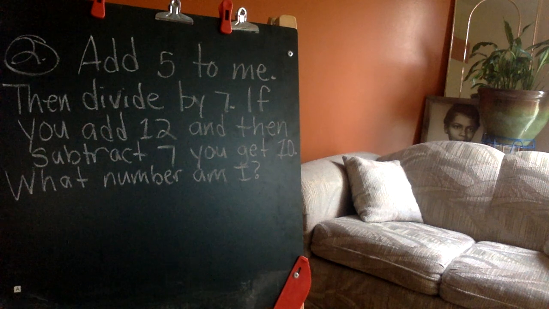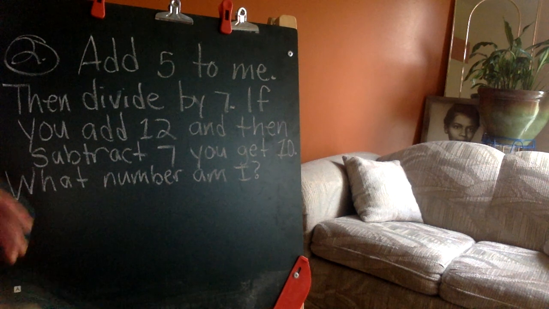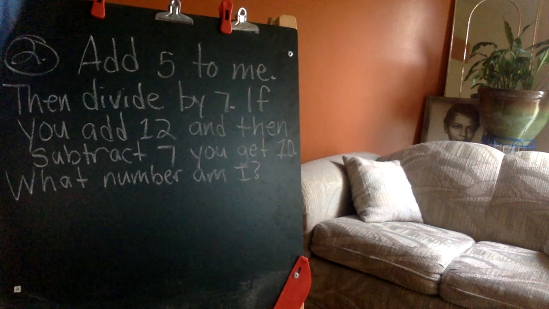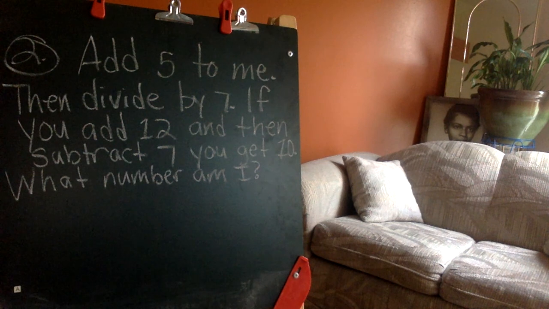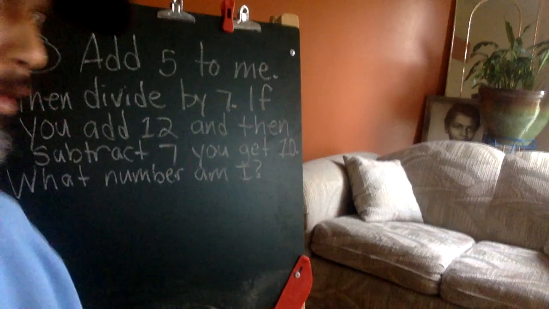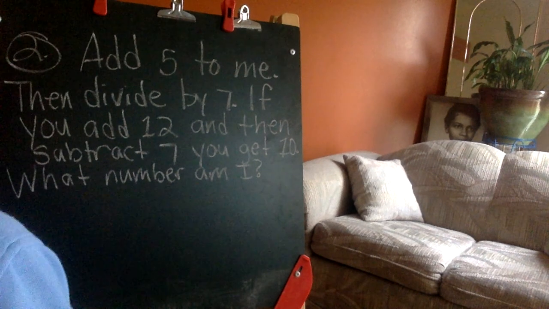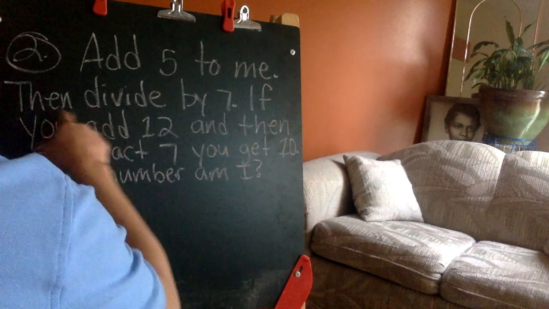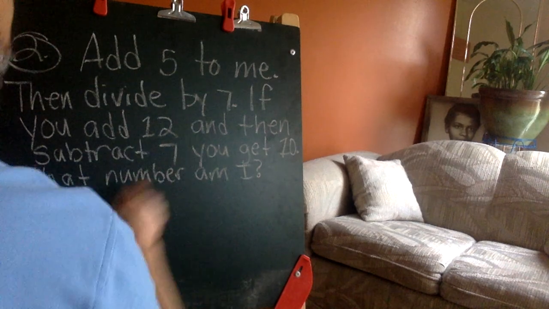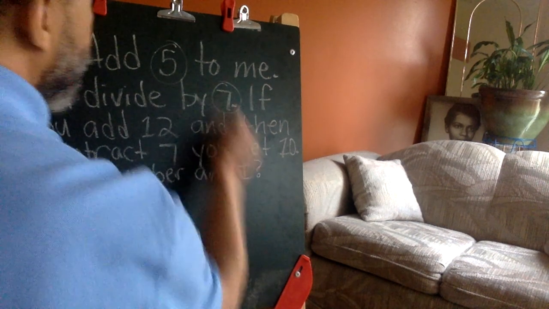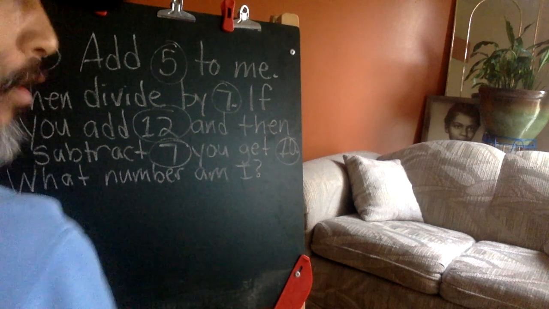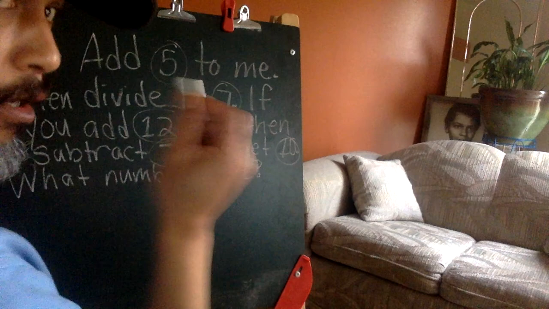Here's your problem. I'm going to give you some time. I want you to pause the video, and I want you to do this problem. No cheating. Pause the video. All right, you're back. Good. Let's read the problem. See what you got. Add 5 to me, then divide by 7. If you add 12 and then subtract 7, you'll get 10. Circle my numbers. All my key numbers.